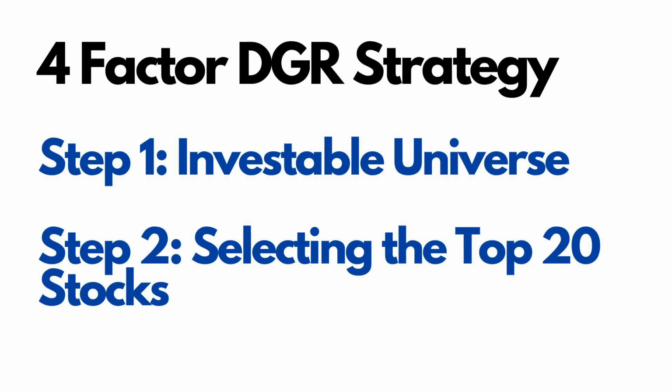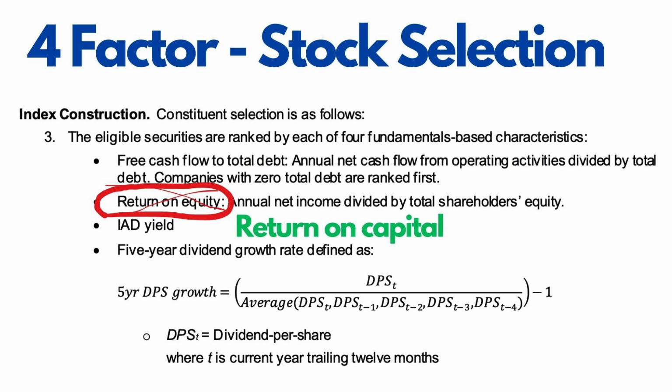Step 2 is the stock selection process, and my strategy is very similar to that of the Dow Jones US Dividend 100 Index. I use the same 4 fundamental characteristics that I previously outlined for the index, with the exception of switching the return on equity with the return on capital. In my opinion, the return on capital is a more useful metric relative to the return on equity. I also don't have any of the additional rules from the index, like the maximum sector weights, or allowing prior constituent stocks to remain in the index. All I do is select the top 20 stocks identified by this process, and I buy and hold them for the next 12 months.